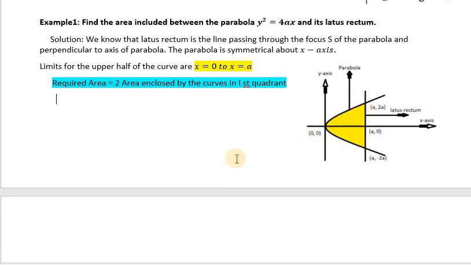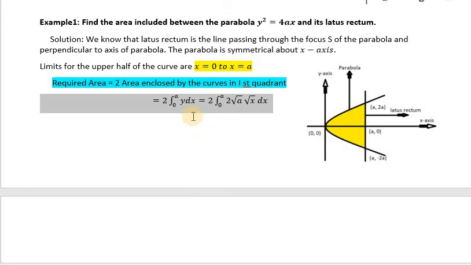So, 2 into integral 0 to a y dx. Now, y we have, that is y is equal to square root of 4ax, which means 2 root a root x. That we have substituted here. So, 2 integral 0 to a y dx is equal to 2 integral 0 to a 2 root a root x dx.